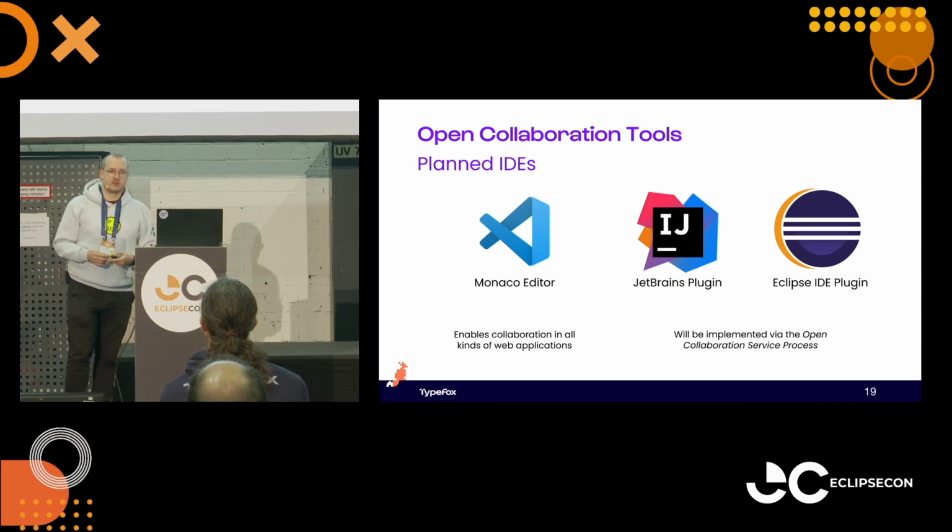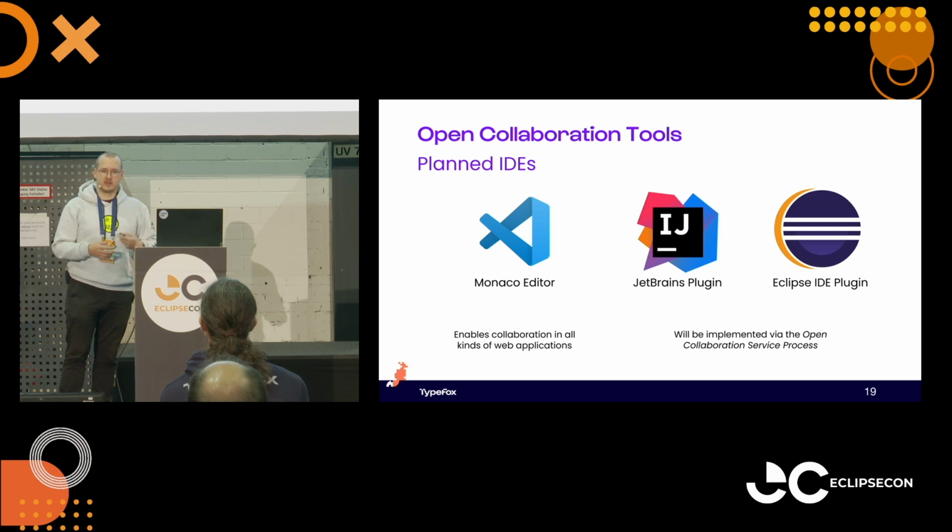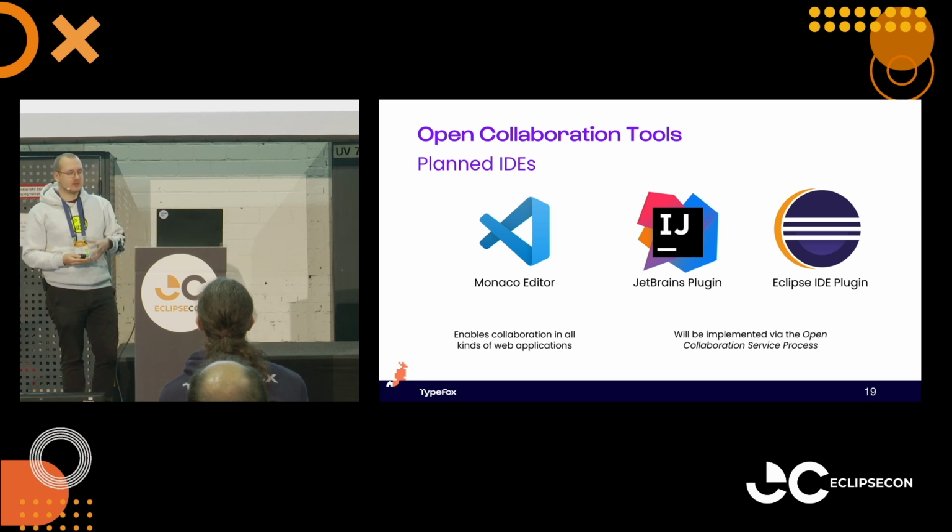And then something that we are actively planning to do are integrations into popular Java-based IDEs, like the Eclipse IDE or the JetBrains-based products like IntelliJ and so on. And those will be implemented via the Open Collaboration Service Process. I talked about the service daemon that EtherSync is using, which is really a cool technique, actually, which is written in Rust, so it's portable to any kind of OS. And then any IDE can just hook into it.